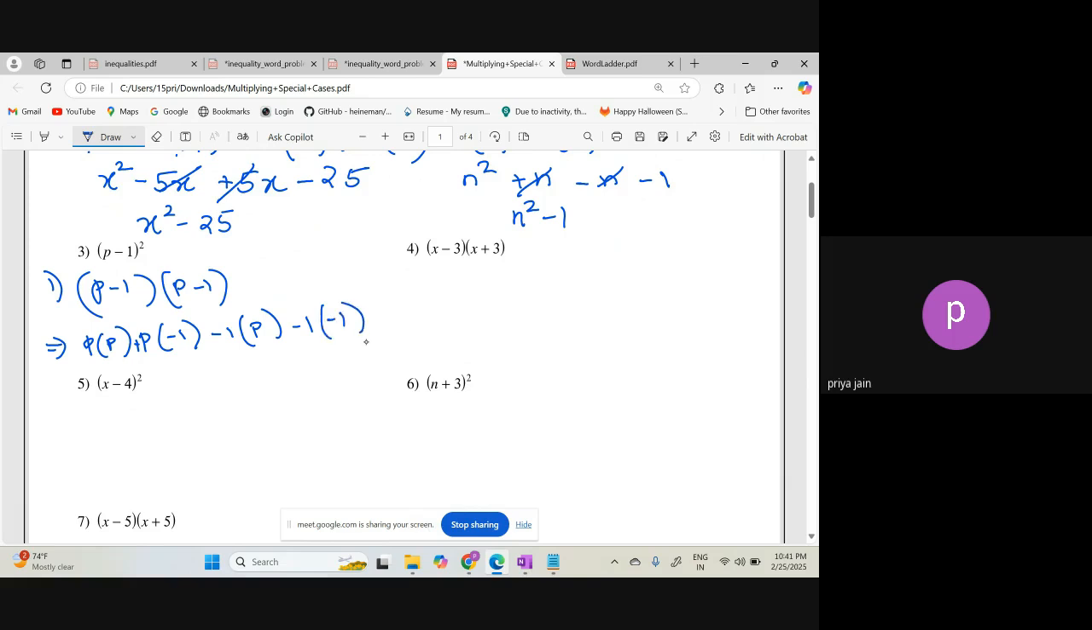Then p times p is p squared. Then p times 1 is p, positive, negative, so negative p. Then I have p again, negative. Then negative times negative is positive, and 1 times 1 is 1. Now when I look at these two, my signs are the same, so I can add them. So this is p squared minus 2p plus 1.